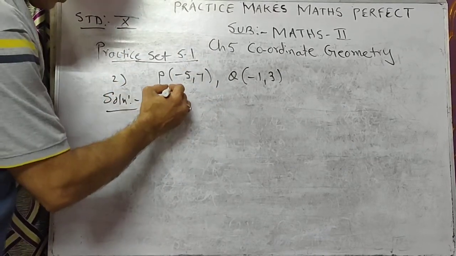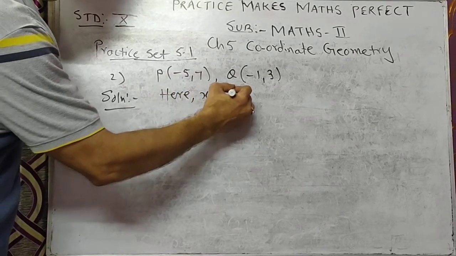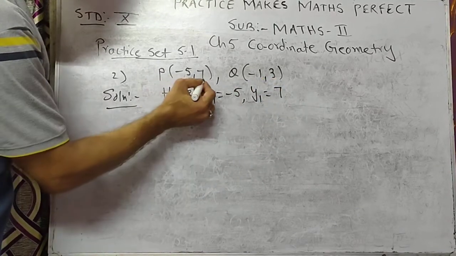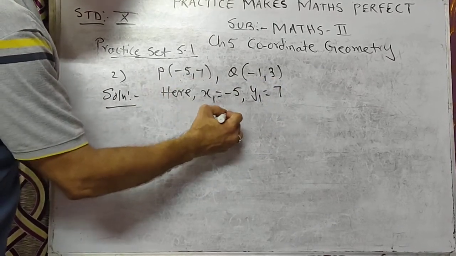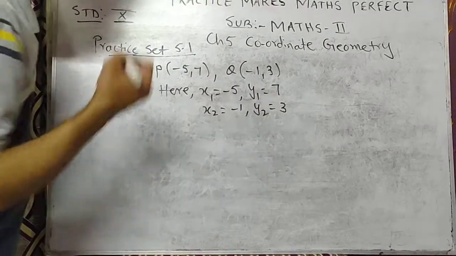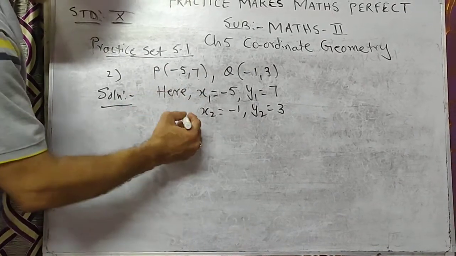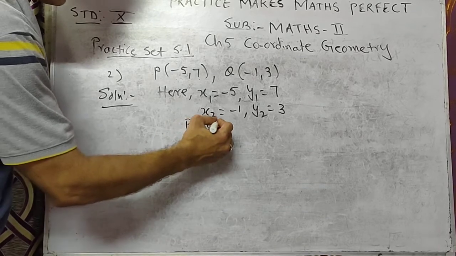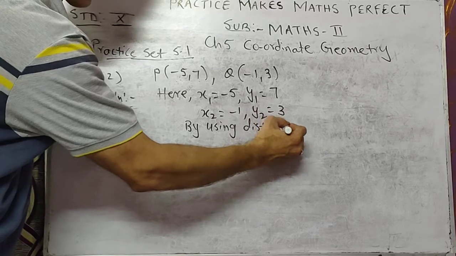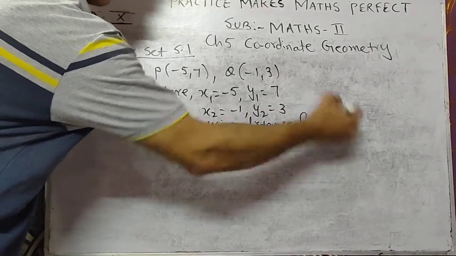Here, as you know, this is x1. x1 is equal to minus 5 and y1 is equal to 7. x2 is equal to minus 1, y2 is equal to 3. First of all you have to mention like this, x1 y1, x2 y2. Then you have to write by using distance formula.